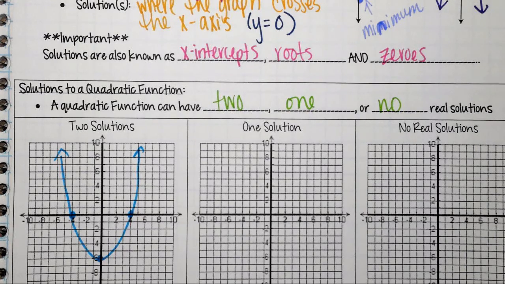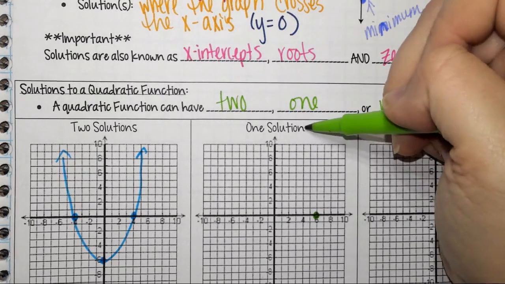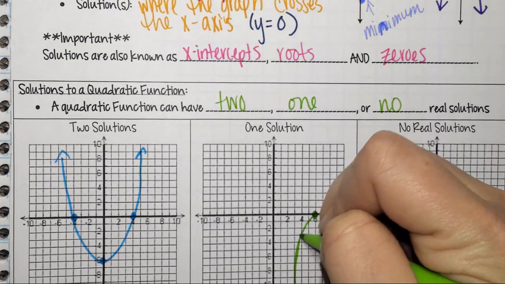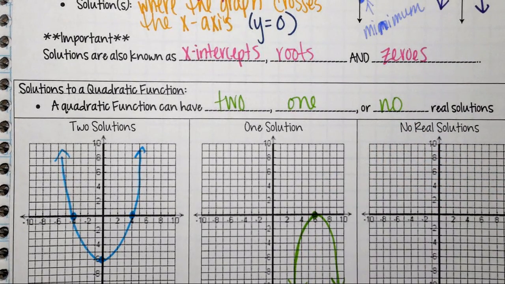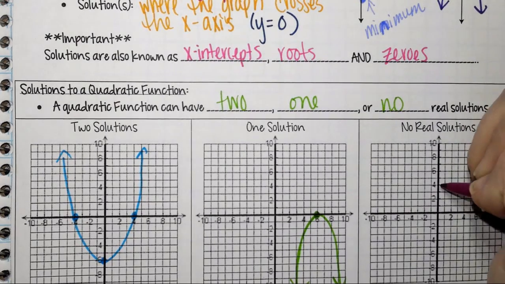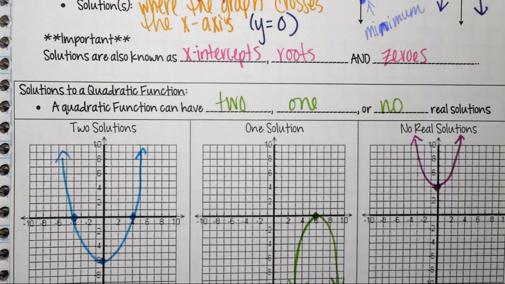So if it has one solution, how many times would it cross the x-axis? One time. And that would also end up being our vertex. So when it's one solution, it would be your vertex. And I'm going to make it look like this. And how many times would it cross if it has no real solutions? None. So I'm going to put my vertex at 0, 4, and it's going to open up and be a U.